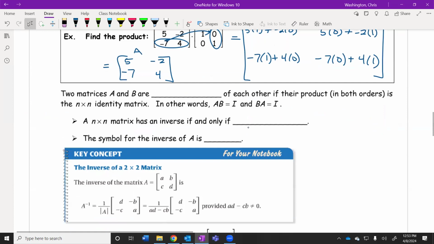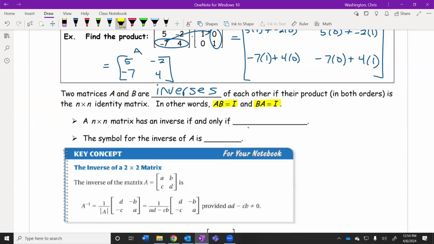So two matrices A and B are inverses of each other if what? If their product is the identity matrix. And it doesn't matter if you do A times B or B times A, we have to multiply them together. We have to get the identity matrix. And that's why we talked about the identity matrix for 3 minutes, because of that right there.